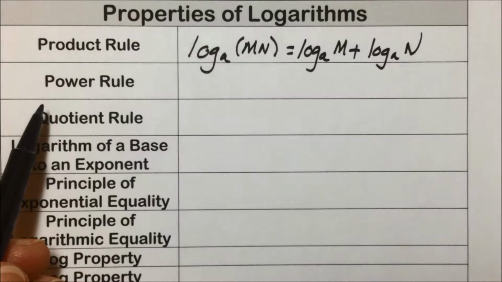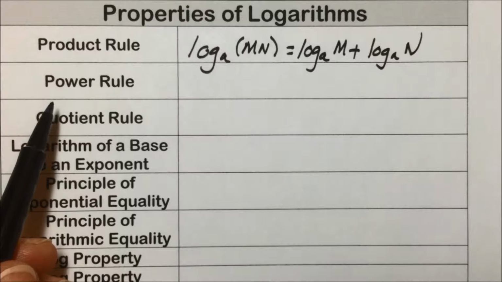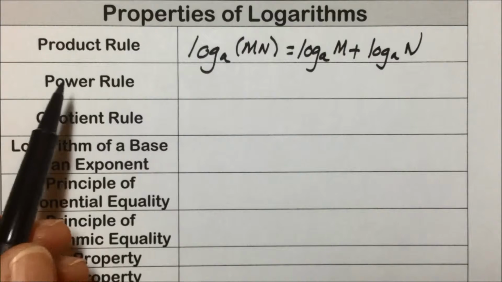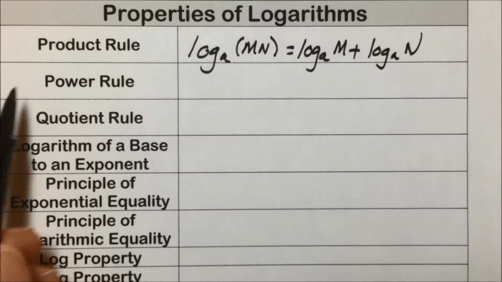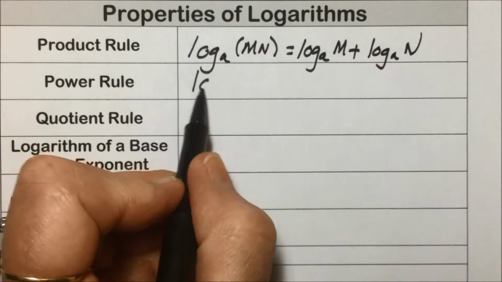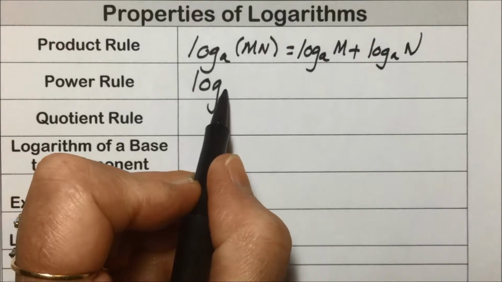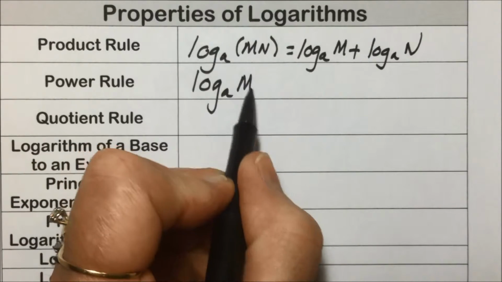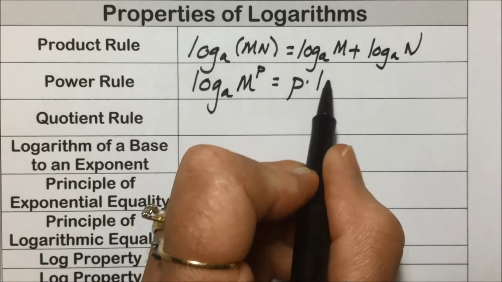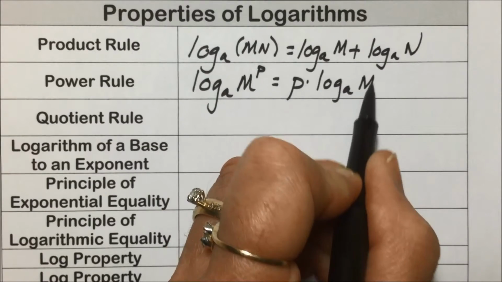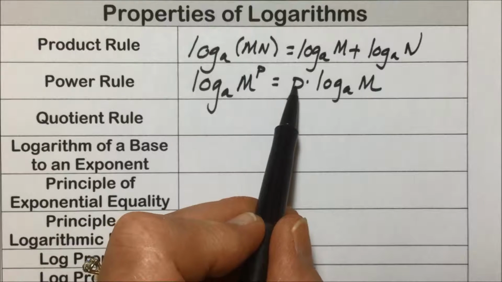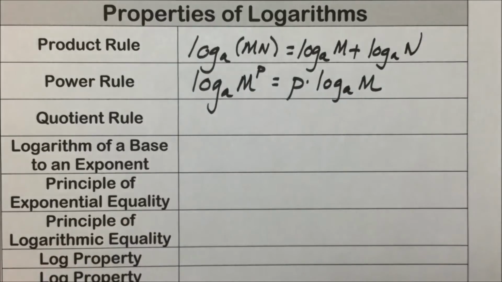The next property is related to the power rule for exponents. A to the m raised to the n is equal to a to the mn. We multiply exponents. And the power rule for logarithms then looks like this. Log base a of M to the p power is equal to p times the log base a of M. That exponent on this quantity turns into the coefficient.